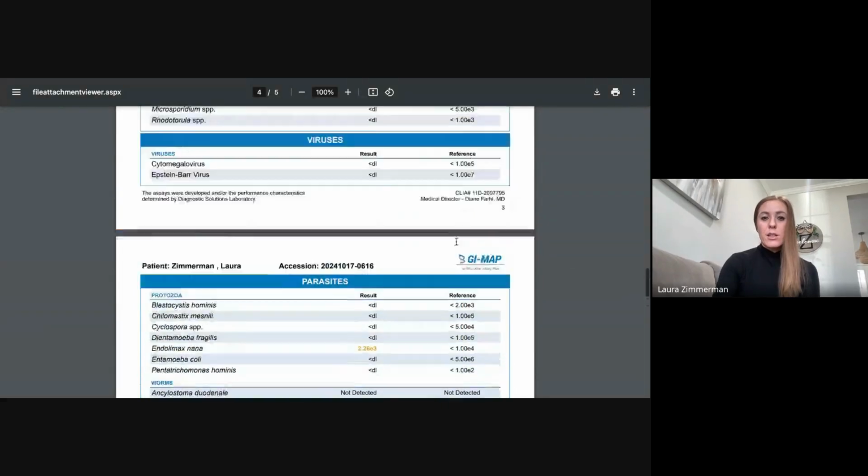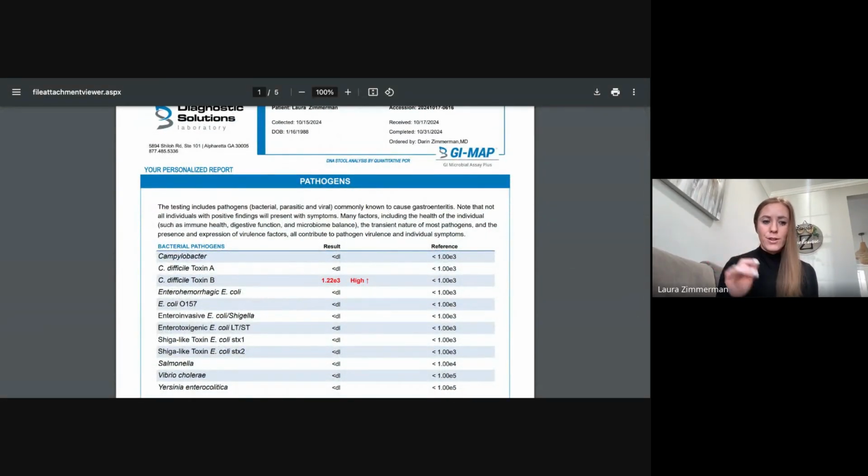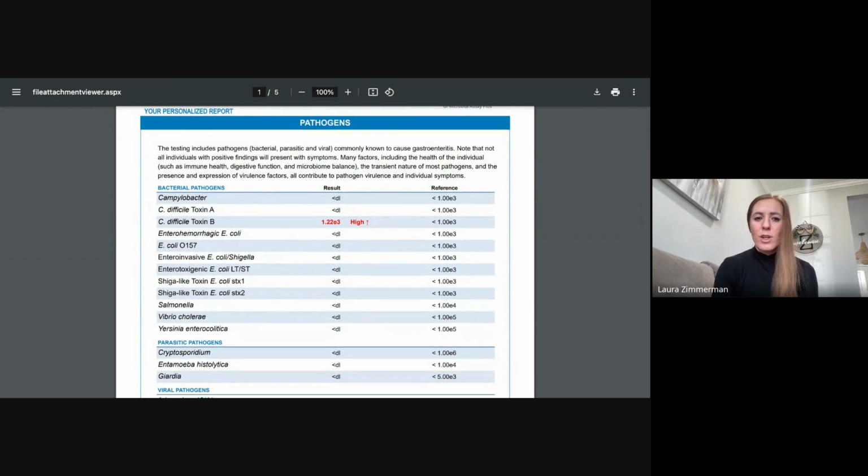Okay. So this is actually my personal stool test from when I first started, and I've since done the gut protocol. So any of you that know me know that I do all the things that I have my patients do as well. Okay, so this first page looks at pathogens, and what pathogens are.